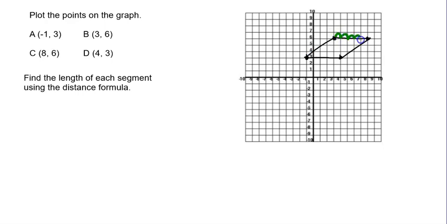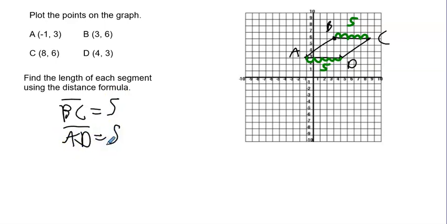1, 2, 3, 4, 5. 1, 2, 3, 4, 5. So we have the measurement of those points, and those sides. So again, this is A, this is B, that's C, and that's D. So we already know that BC, the measure, BC is 5. AD is 5. We just need to find AB and CD.